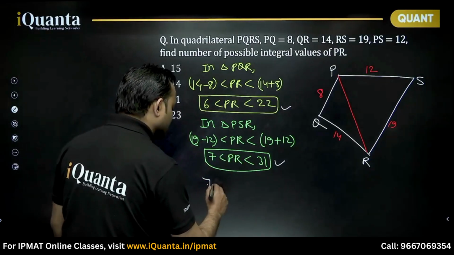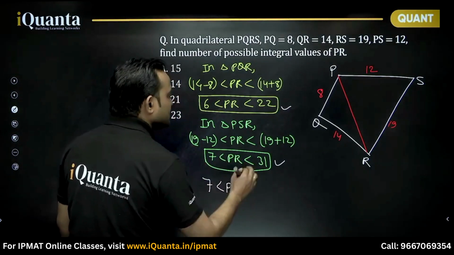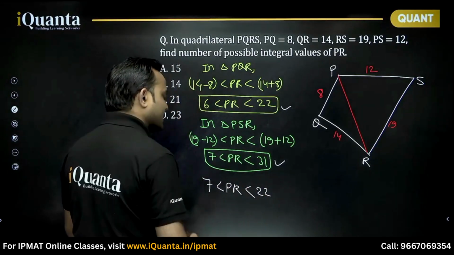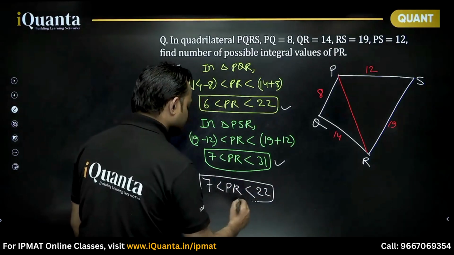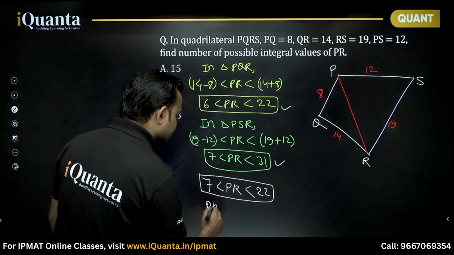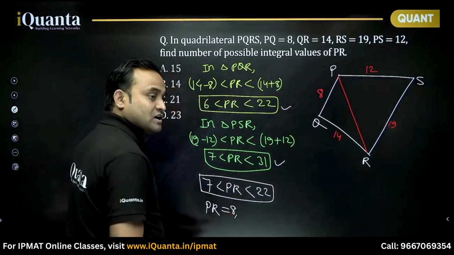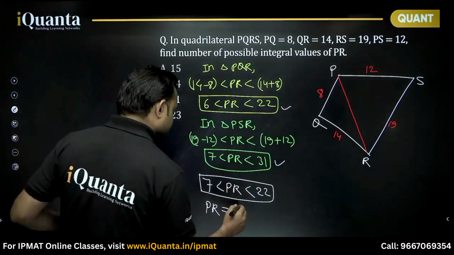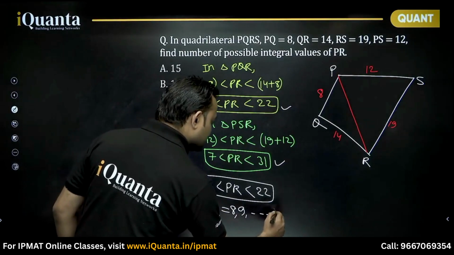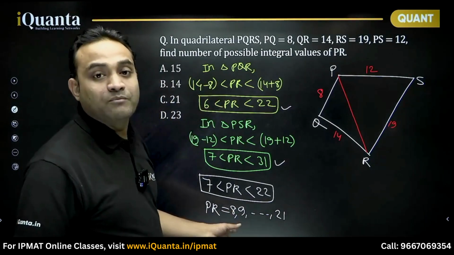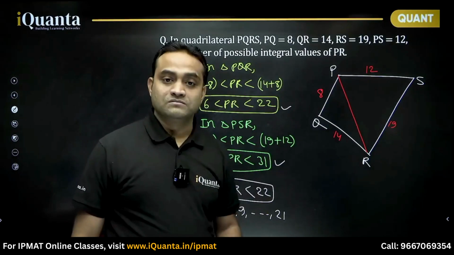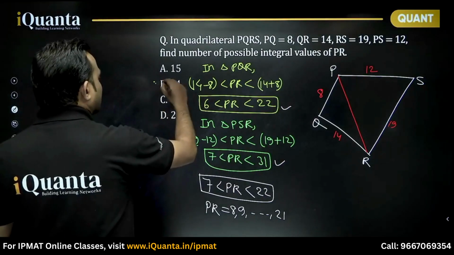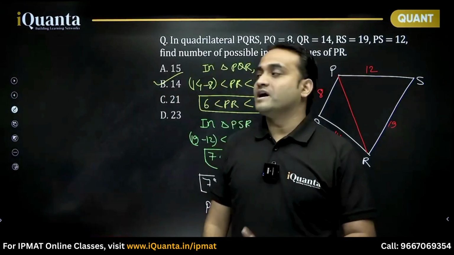So ultimately we need to take that PR is greater than 7, PR is less than 22, PR is also less than 31. So PR is less than 22. If we are talking about integral values of PR, the least value will be 8. Then we can take 9 and so on till 21. So what will be the number of values from 8 to 21? 21 minus 7. So the number of values we are getting is 14 different values of PR here.